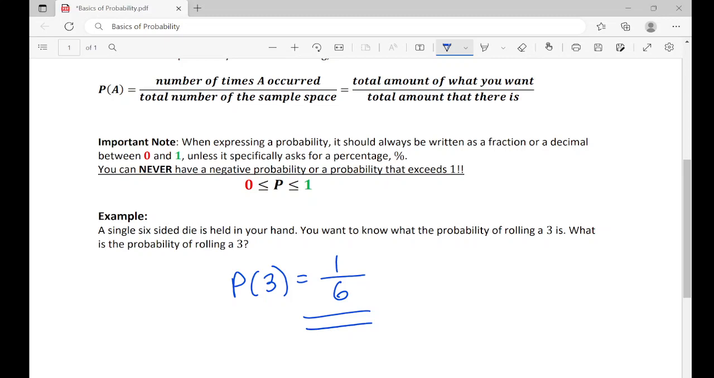Now, if you do not want to write it as a fraction, and if it prefers you to write it as a decimal, you can just plug it into your calculator, and we can get 0.16 repeating. Or you can say, if you want to round it to 2 decimal places, 0.17. So the probability of getting a 3 is 1 over 6 or 0.17. Both are acceptable answers.